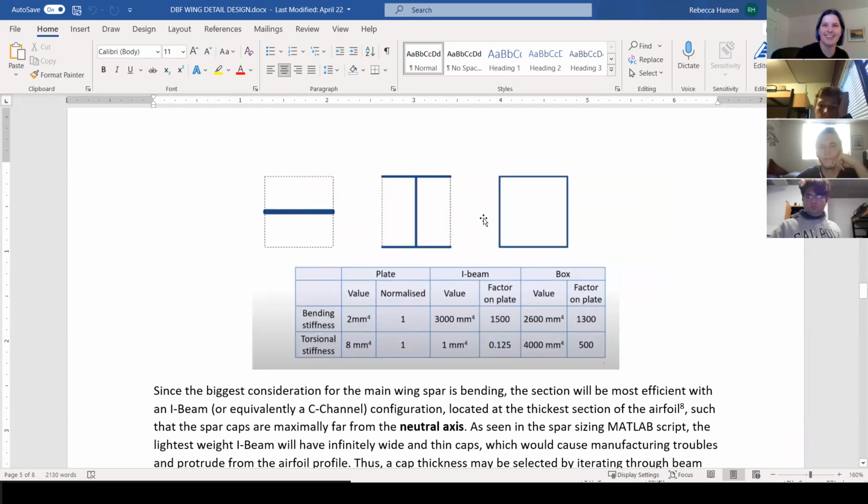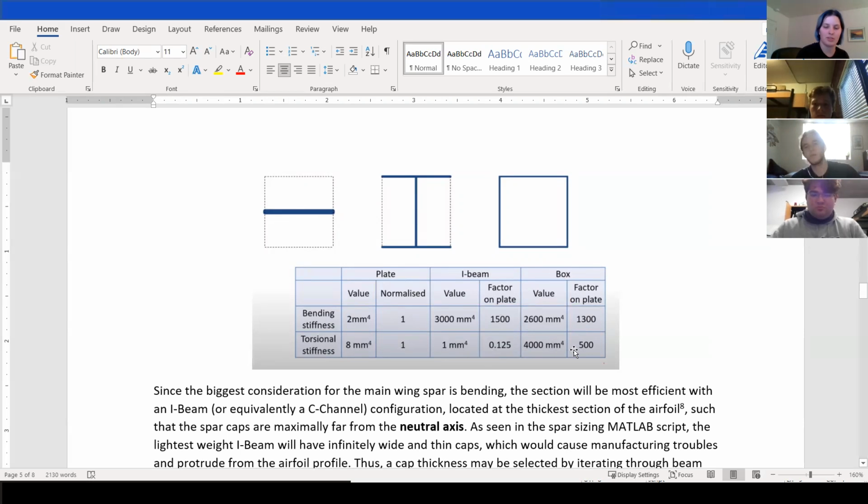And so that's your reference. So all of these have the same material amounts. Your I-beam is going to be really good in bending, and, well, I guess it's worse than the plate in torsion. So your I-beam's garbage for torsion, plate's garbage for bending, and your closed box is pretty all right for bending, but it's really good for torsion.